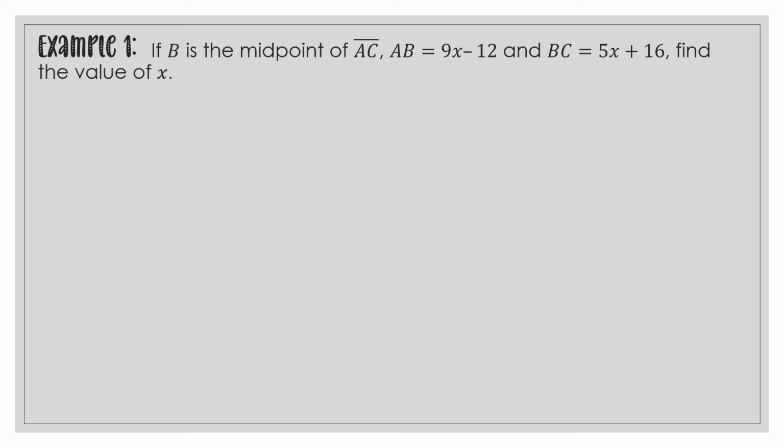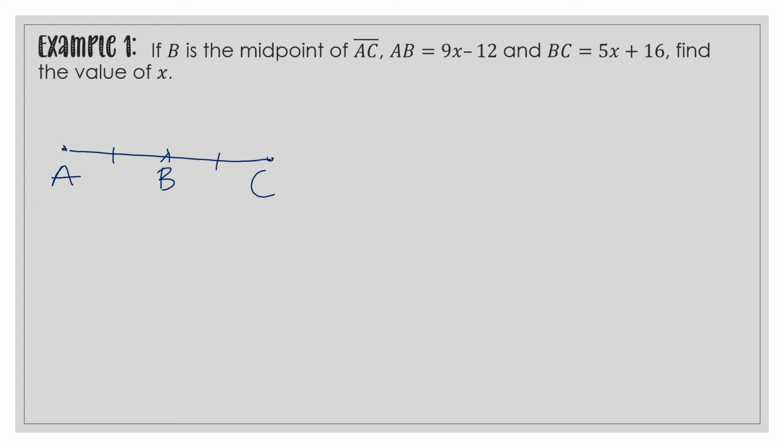So just a couple examples for this lesson, should be nice and short and sweet. If you don't have a picture, it's definitely important to make sure that you draw a picture. So for example 1, it says if B is the midpoint of AC. The first thing I'm going to do is draw AC, and I'm going to put B about as close as I can to the middle.